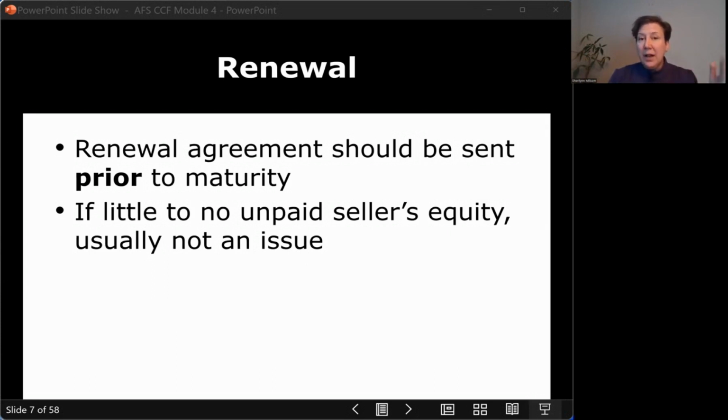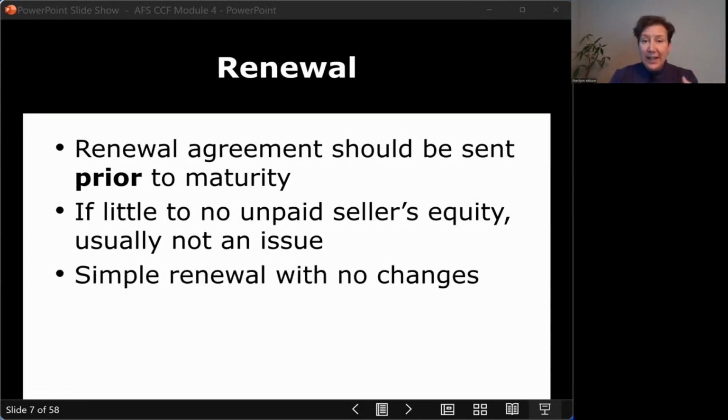It'll often take a couple of renewals before that happens if they've been in dire straits with this property when they sold it. And in that case, the renewal is usually incredibly simple with no changes.